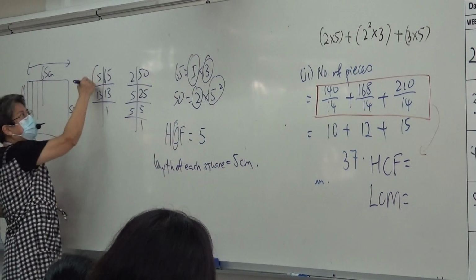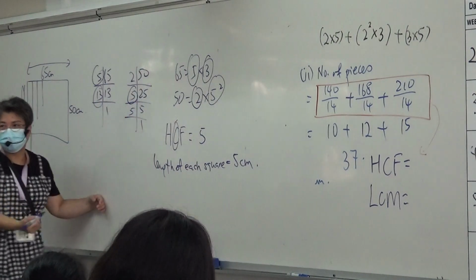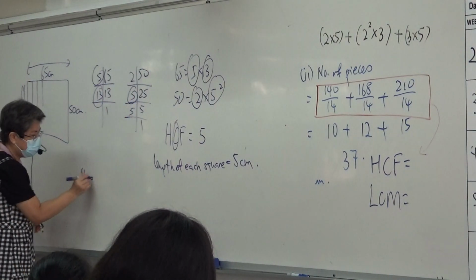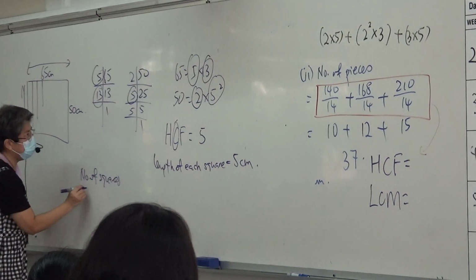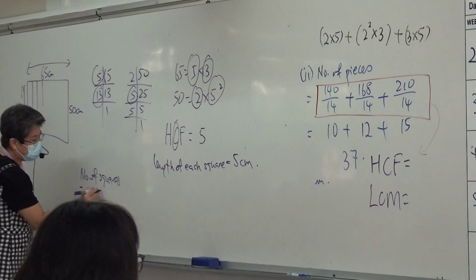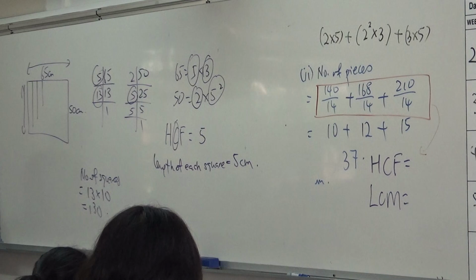Okay. If I divide by 5, I have what? 13. If I divide by 5, what do I have? 10, right? So, the number of squares will be 13 times 10. So, how much is that? 130.